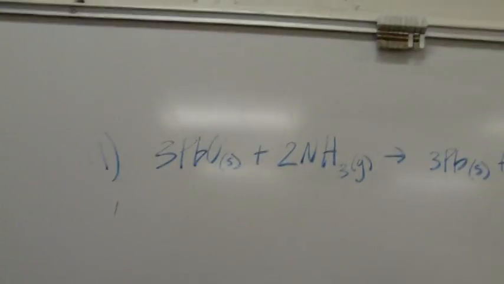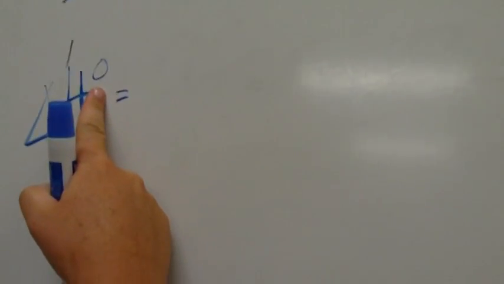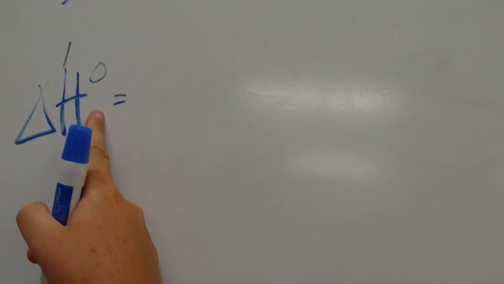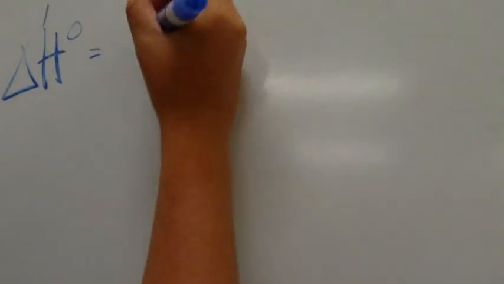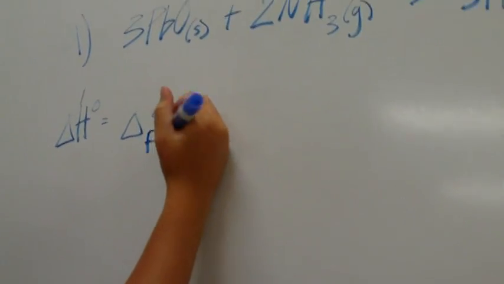So this is the reaction that they gave us. And then the change in enthalpy, this degree right here just signifies that it took place at standard conditions, at a certain temperature. So anyway, heat of formation, this is final minus initial, so we're taking the change in enthalpy of the products minus the change in enthalpy of the reactants.